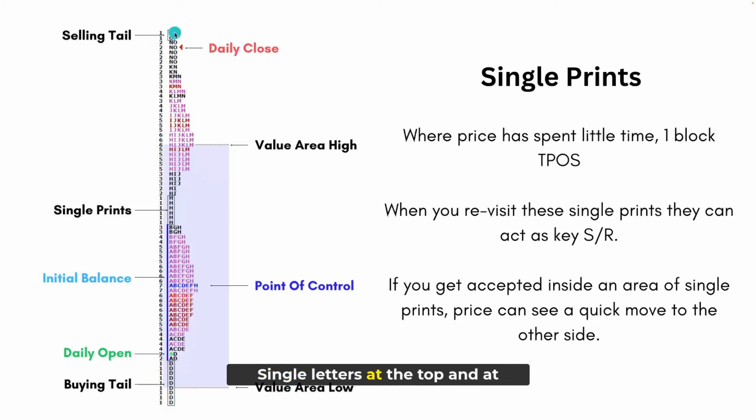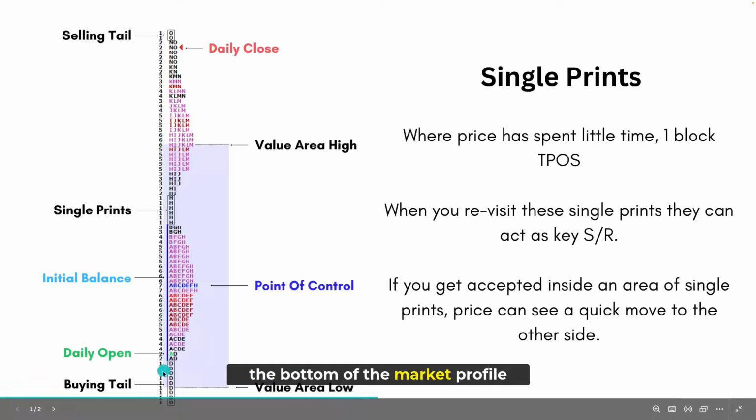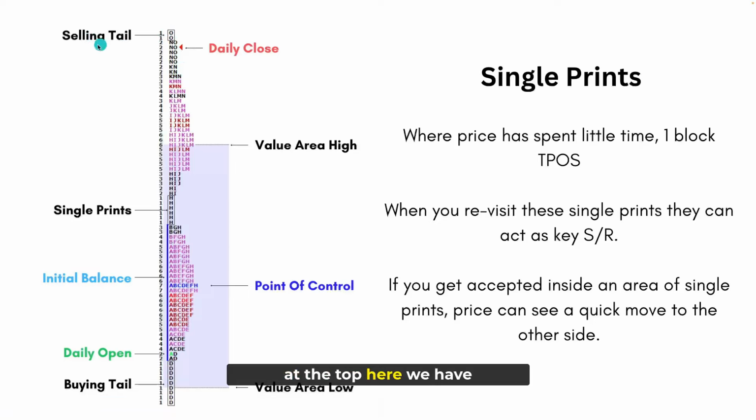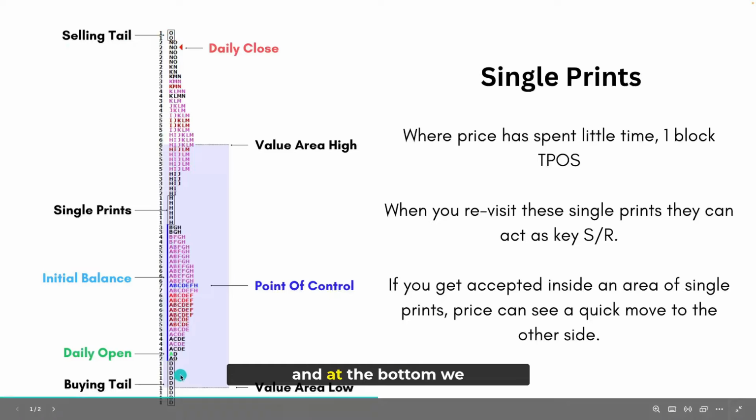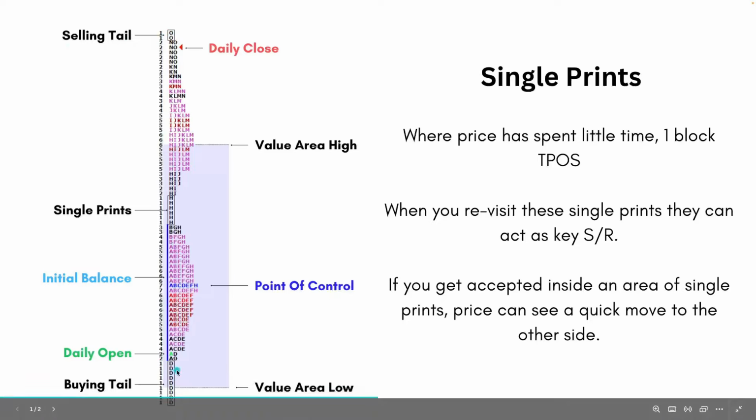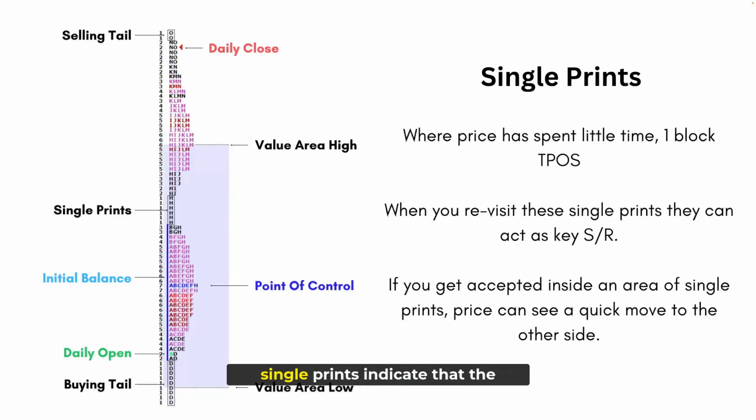Single letters at the top and at the bottom of the market profile are called tails. These are not single prints. In this case, at the top here we have a selling tail, and at the bottom we have a buying tail. Generally speaking, single prints indicate that the market has moved too fast in this area and prices will most likely tend to return to those levels in the future.